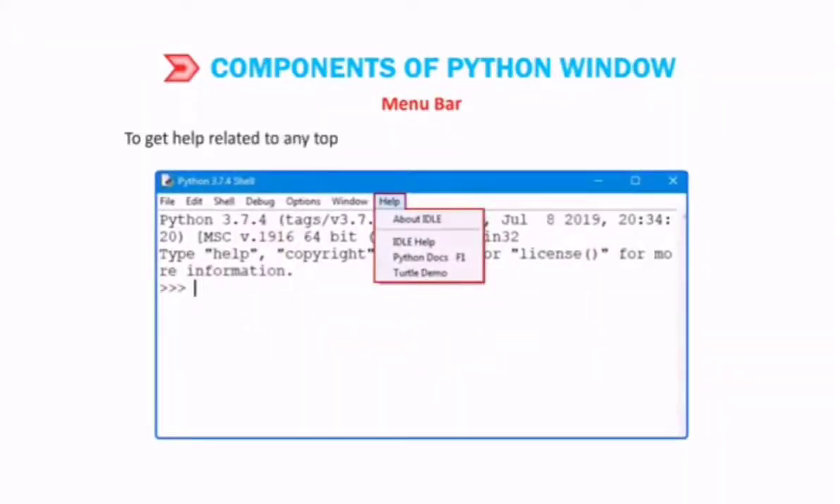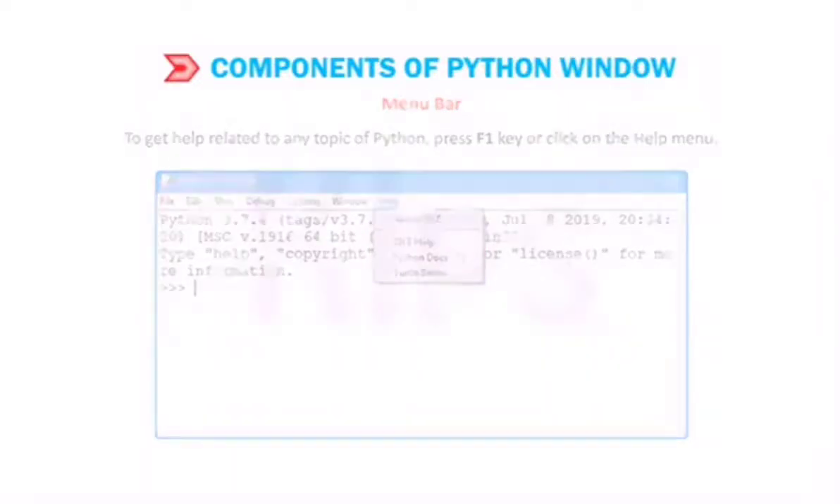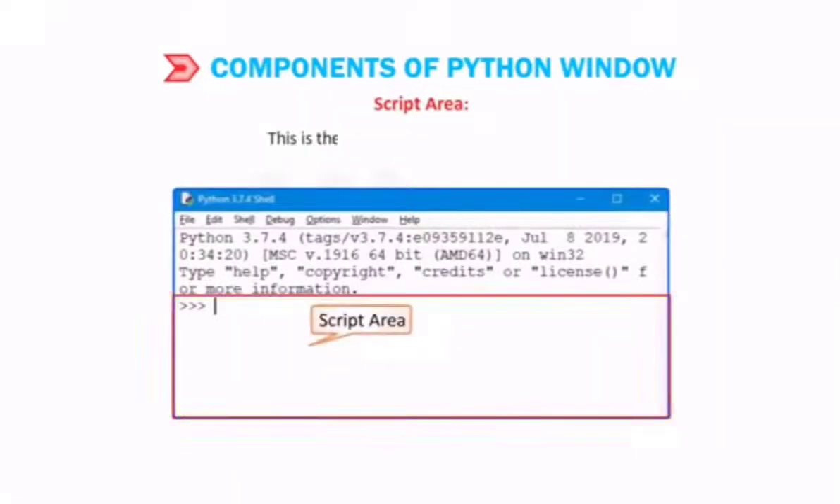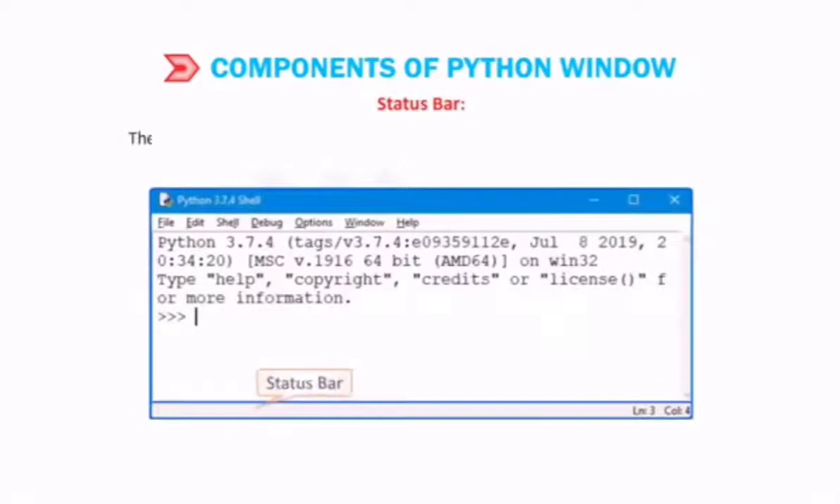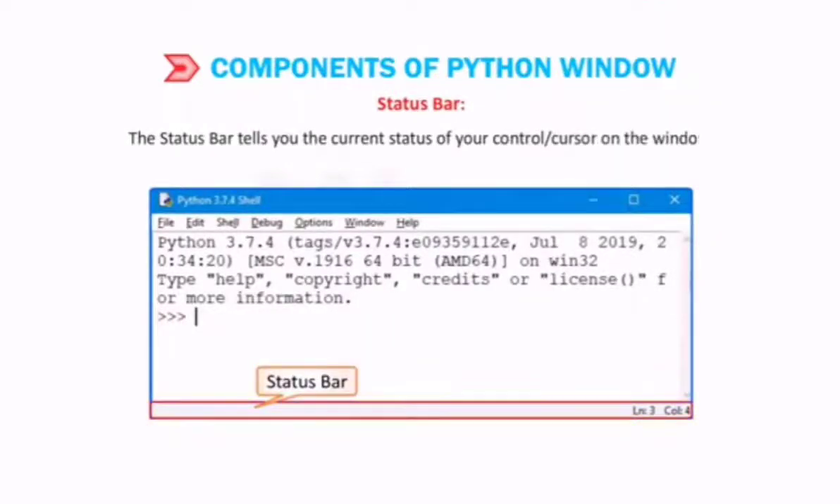Working with Help menu on page 101. To get help related to any topic of Python, press F1 key or click on the Help menu. Script area. This is the area where you type your code. Okay. Status bar. The status bar tells you the current status of your control or cursor on the window. After installing Python, you are ready to work on it. You can work in Python in two ways, in interactive mode and in script mode. This you have to remember.